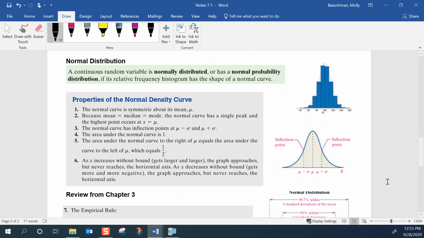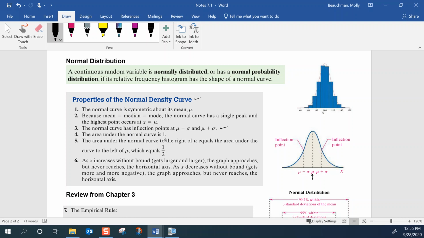A continuous random variable is normally distributed, or has a normal probability distribution, if its relative frequency histogram has the shape of a normal curve. So take a look. We've had histograms that look almost symmetric. This one is exactly symmetric. The normal curve is symmetric about the mean. The mean is in the middle. Mean, median, and mode are all the same, and the highest peak is at the mean. The normal curve has inflection points at the mean plus and minus 1 standard deviation.